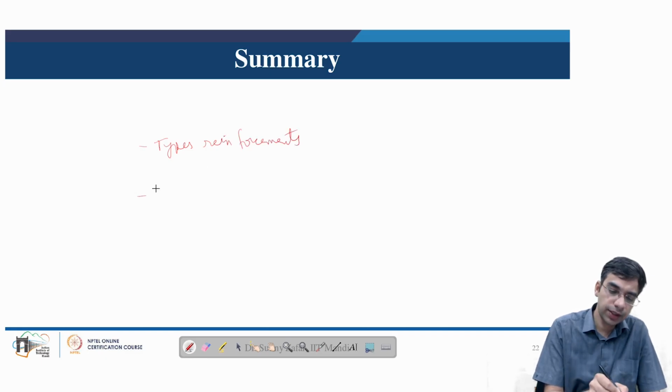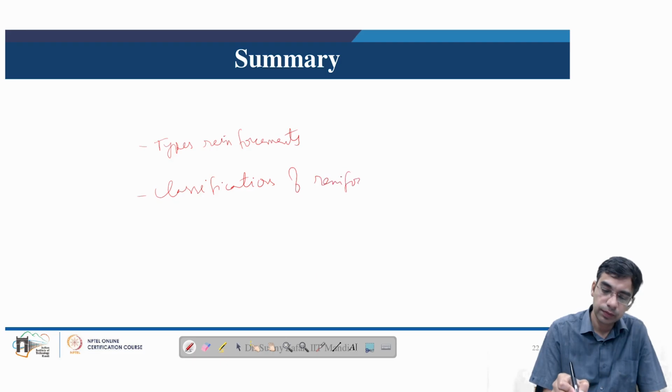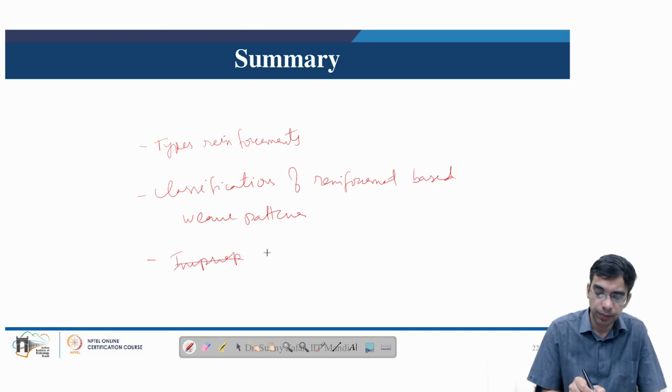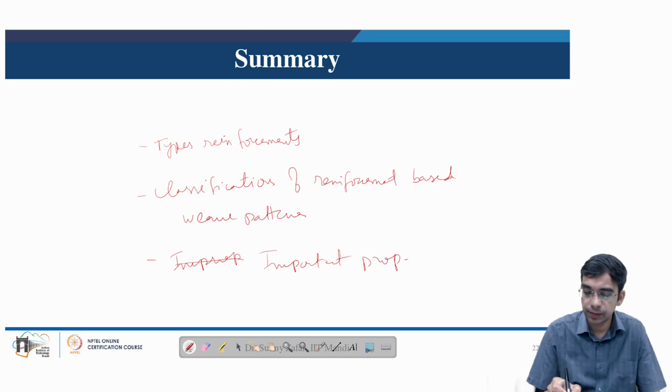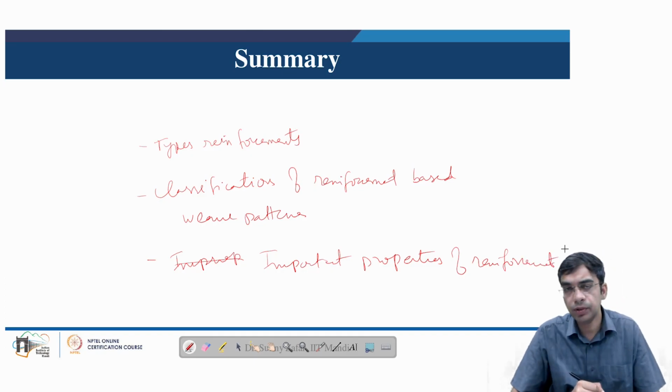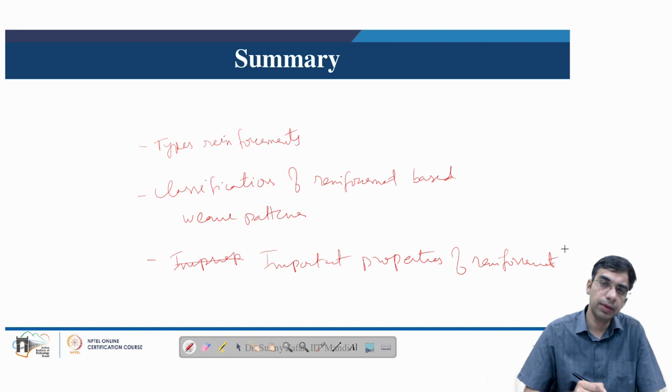We have seen the classification of reinforcements based on the weave patterns, and lastly we have looked at some of the important properties of reinforcements which are helpful in making parts of wind turbine blades and other high strength lightweight applications.